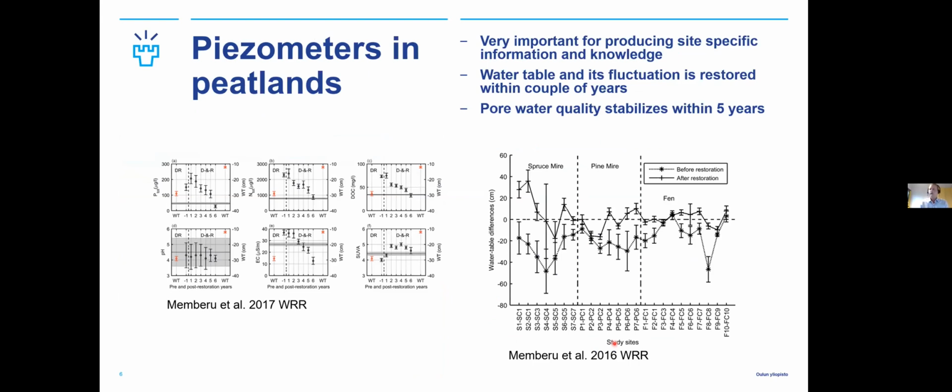So what we have found from these traditional methods is that we install piezometers on the peatlands to check changes in the water level and in the pore water quality. We have noted that they're very important to produce site-specific information and knowledge. But to get this kind of information, we need many sites. For example, the studies these figures come from are a collection of about 30 sites across Finland.